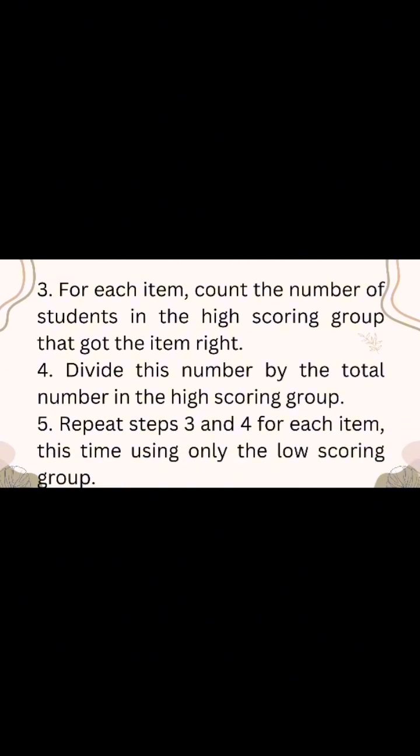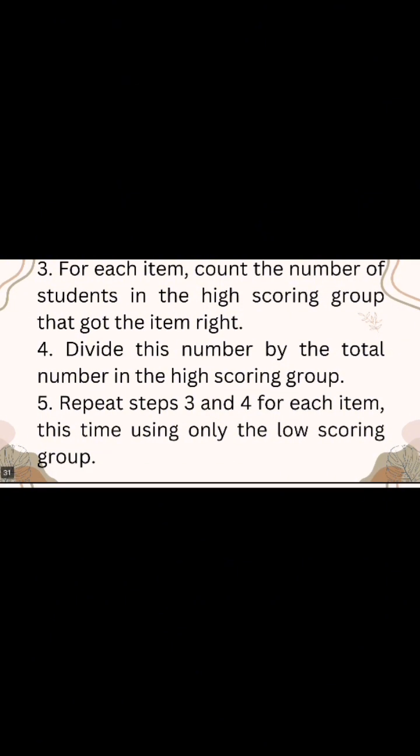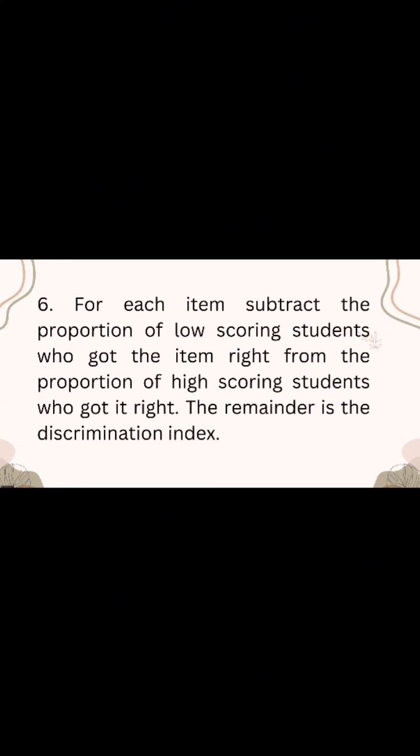Third, for each item, count the number of students in the high-scoring group that got the item correct. Fourth, divide this number by the total number in the high-scoring group. Fifth, repeat steps 3 and 4 for each item, this time using only the low-scoring group. Sixth, for each item, subtract the proportion of low-scoring students who got the item right from the proportion of high-scoring students who got it right. The remainder is the discrimination index.